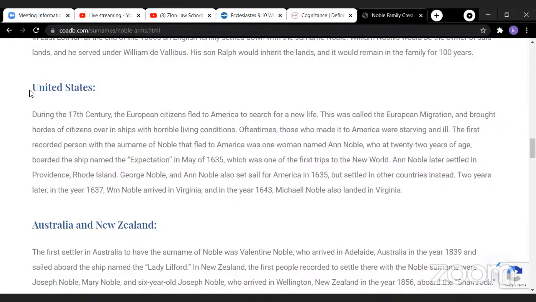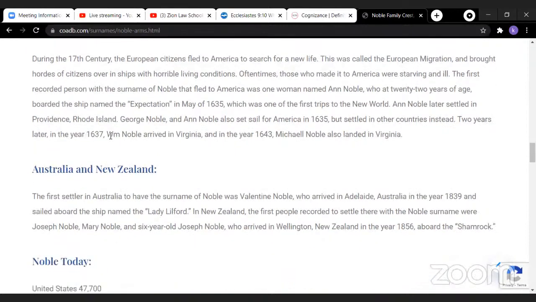George Noble and Anne Noble also set sail for America in 1635, but sailed in another country instead. Two years later, in 1637, William Noble arrived in Virginia. And in 1643, Michael Noble also landed in Virginia.